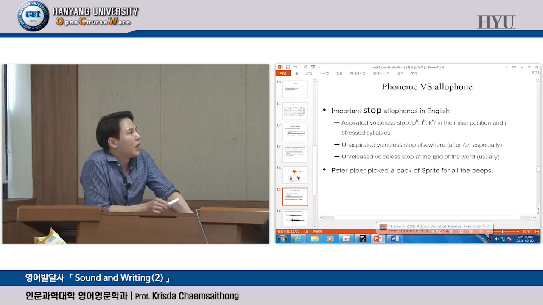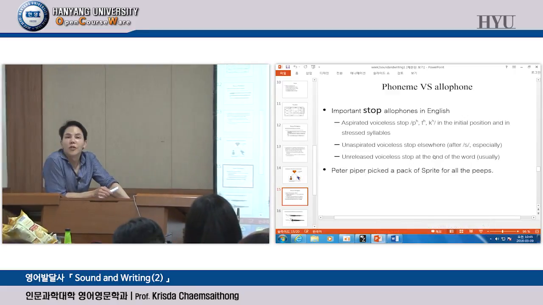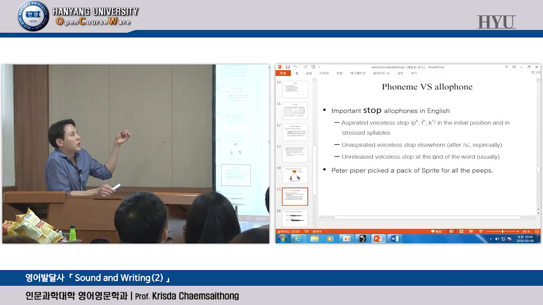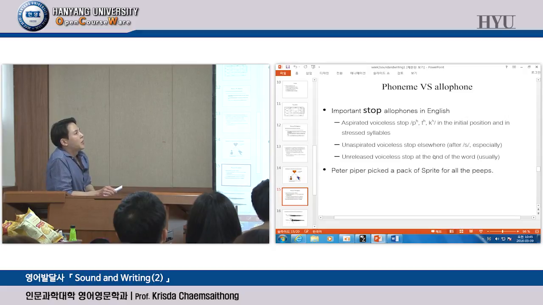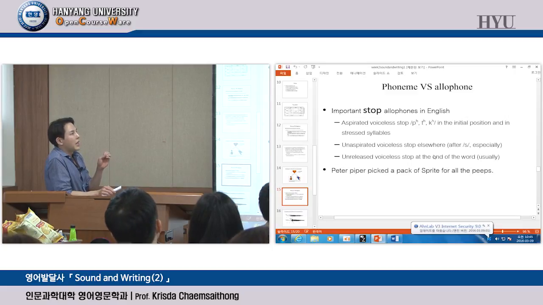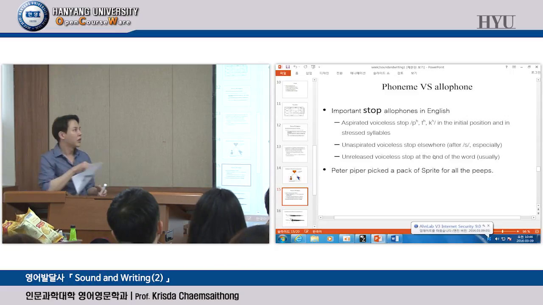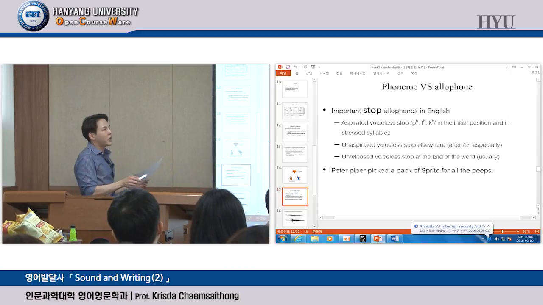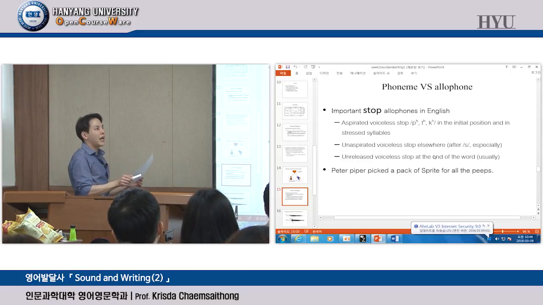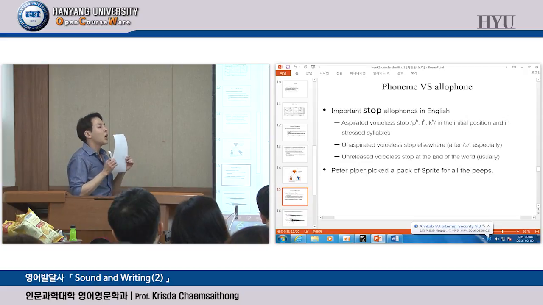So, for example, in English, we have stop allophones, right? You know stops. So stops include things like P, T, K, right? And B, D, and G, like that. Important stop allophones include, you see H above this, the superscripted H. H represents aspiration, right? Aspiration is what we call the puff of air that comes out, that accompanies our pronunciation of a sound. So when you say aspirated P, aspirated T, aspirated K, you have a puff of air, right? Like that.